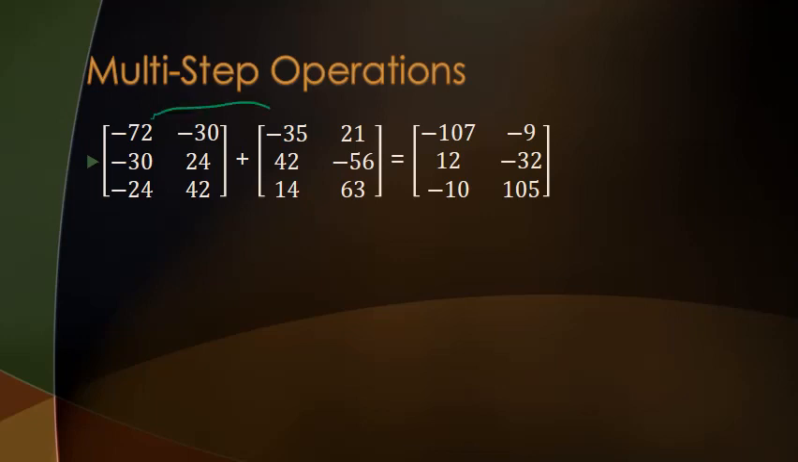So -72 plus -35 is going to give me -107, and -30 plus 21 is going to give me -9, -30 plus 42 is going to give me +12, -24 plus -56 gives me -80... and -24 plus 14 is -10, and lastly 42 plus 63, 105. And we have completed a multi-step operation.